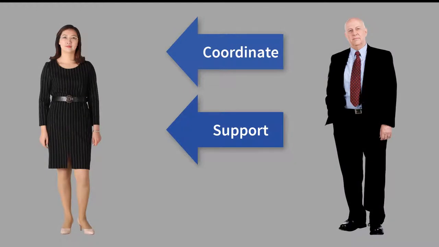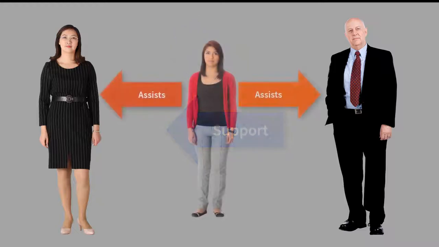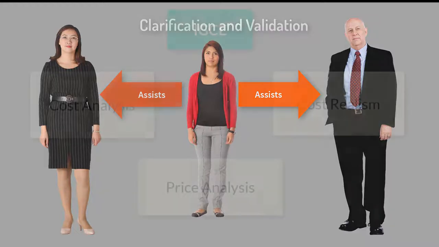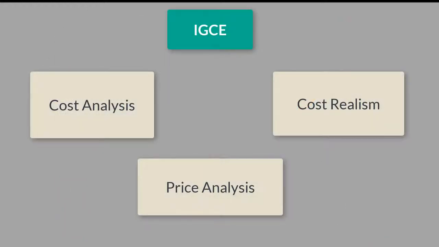The contracting officer is responsible for coordinating with and supporting the activity manager to define the acquisition or assistance award requirements. The cost price analysis staff assists both the activity manager and the contracting officer or assistance officer to prepare the IGCE. They help classify cost categories and validate assumptions. One of the purposes of the IGCE is to be able to perform analysis on the contractor's cost or price proposal to determine their fair and reasonableness.